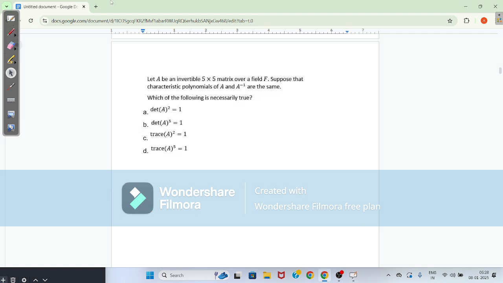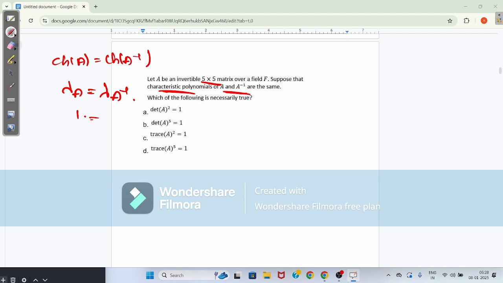Now given here, A is an invertible 5 cross 5 matrix in the field. Suppose A and A inverse have the same characteristic polynomial here. So the characteristic polynomial of A is equals to that of A inverse, so the eigenvalue of A is equals to the eigenvalue of A inverse here. So if this equals to 1, this is also equals to 1 here. Consider A is equals to I. So what will we get here?